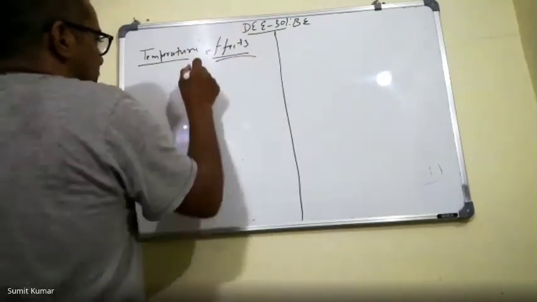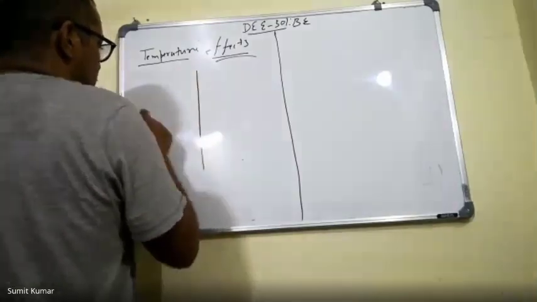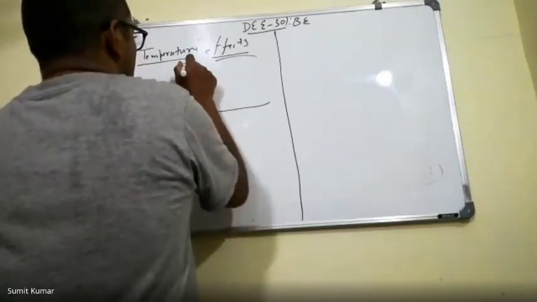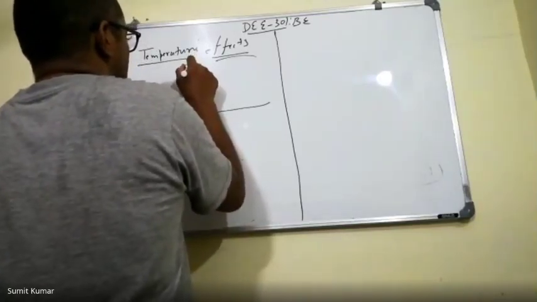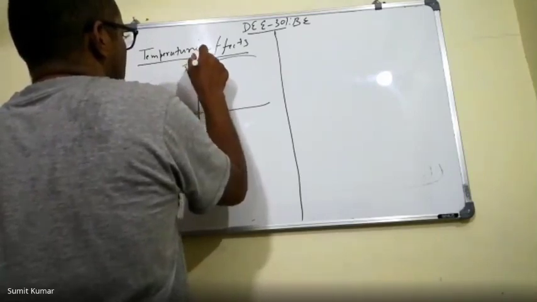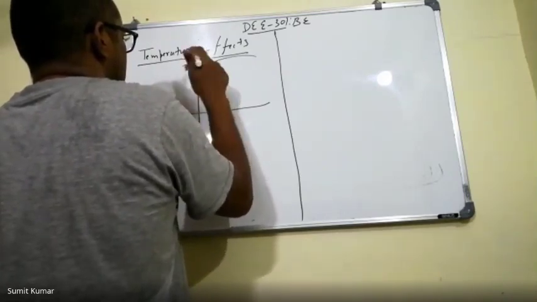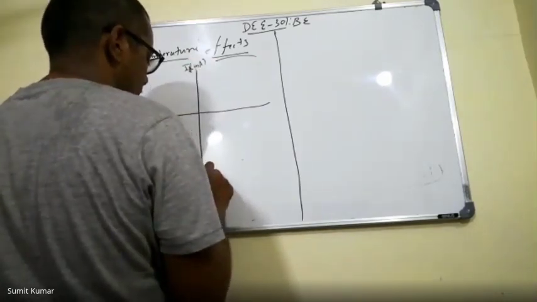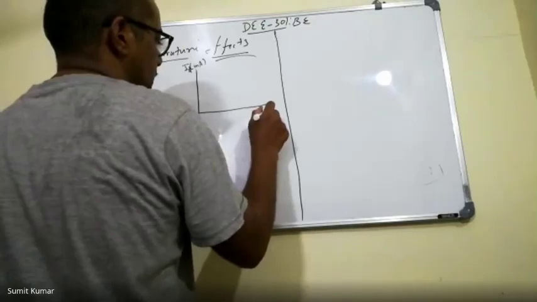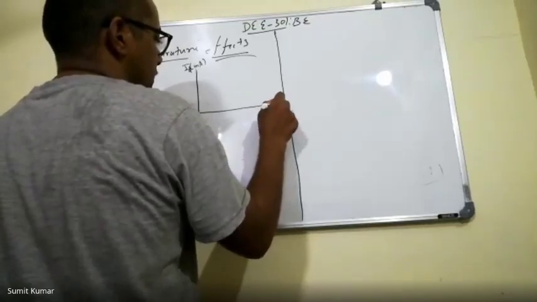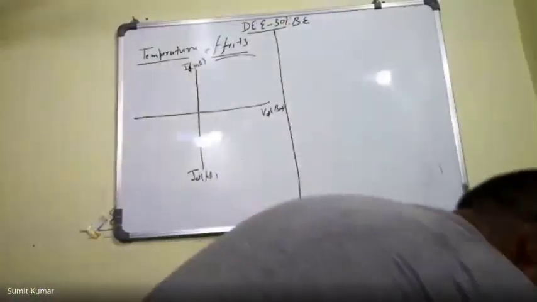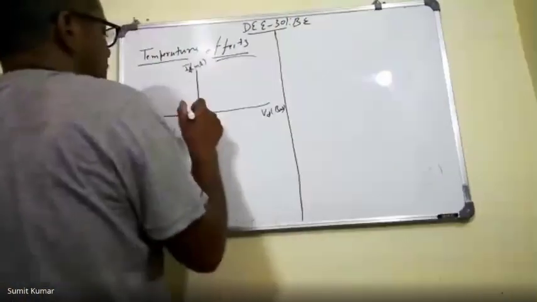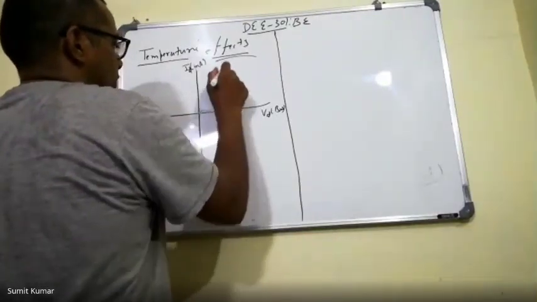Temperature effects on PN junction. We know that this is the characteristics of the PN junction. This is the current ID in milliampere. This is ID in microampere, and this is VD, the bias voltage. And if we try to draw the characteristics, then the characteristics is like this.